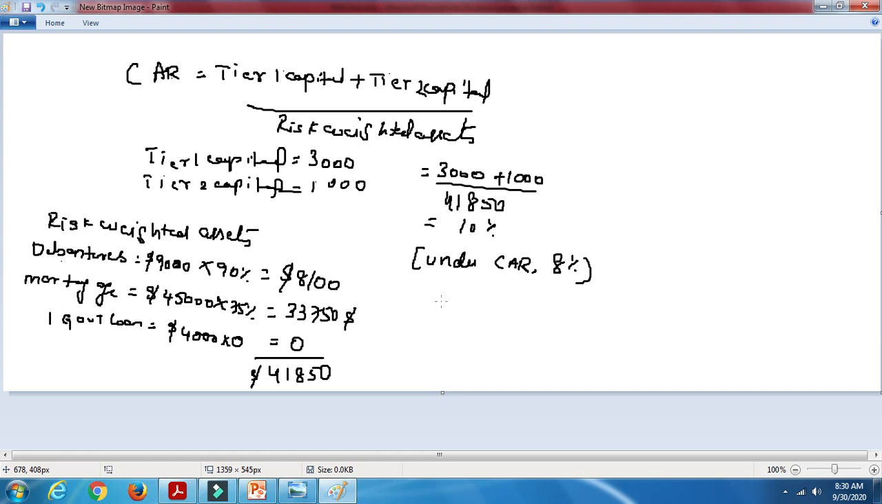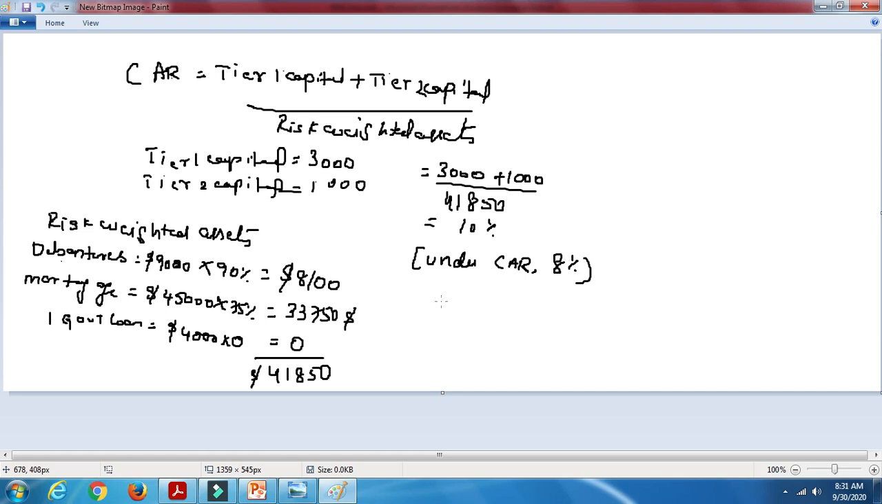So I hope it is clear. What we have done is we have taken tier 1 capital and tier 2 capital, 3000 and 1000, which has been given in the question, which asks us to calculate the minimum CAR that the company has maintained. We have taken the risk weighted assets as well: debentures, mortgage and government loan. You have to take out the percentages and total them up. That will be the denominator value 41,850. Add the tier 1 and tier 2 capital and keep them in the numerator. You will get the value 10%.